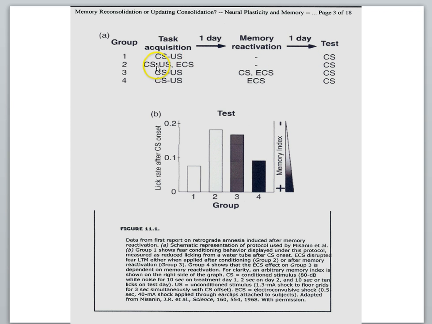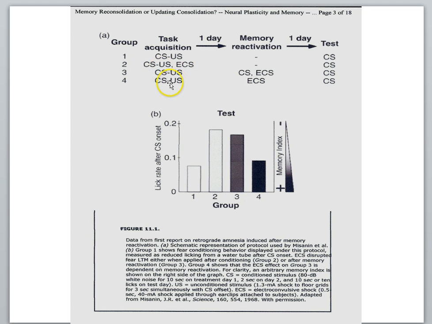Now look at group number 2. They're trained here, CS, US, but then immediately after training, they're given ECS. And we suspect that that's going to impair consolidation. Nothing happens the next day. They're tested the following day. Sure enough, when they are given the tone on the following day, they continue licking, right, compared to group 1. So the ECS seems to have impaired the consolidation of the memory, the fear memory.